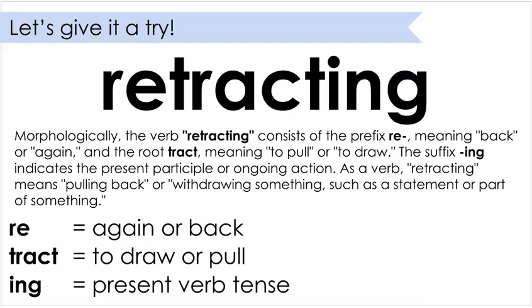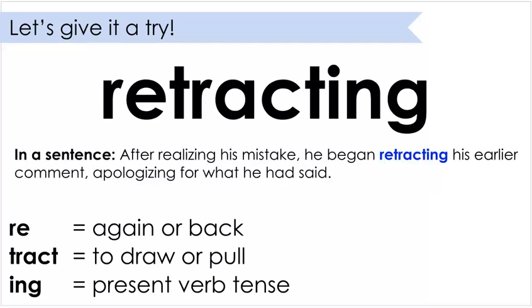Morphologically, the verb retracting consists of the prefix re, meaning again or back, the root tract, meaning to pull or to draw. The suffix ing indicates the present participle or ongoing action. It's happening now. And as a verb, retracting means pulling back or withdrawing something, such as a statement or part of something. In a sentence, we might say, after realizing his mistake, he began retracting his earlier comment, apologizing for what he said. And that's our three suffixes.